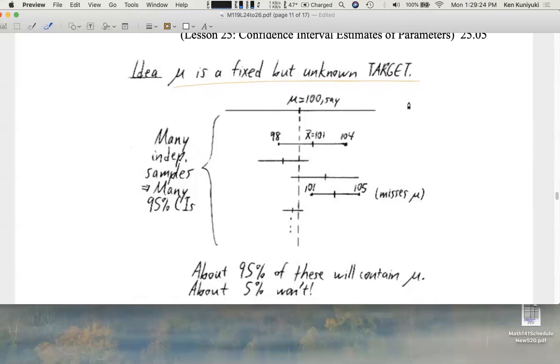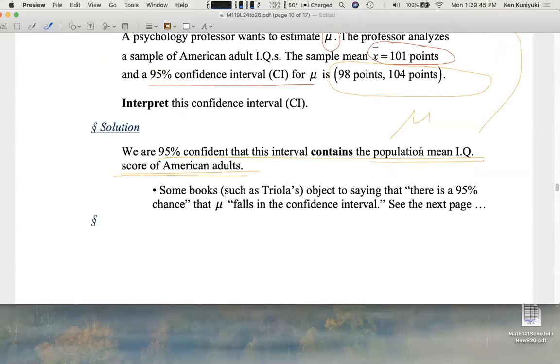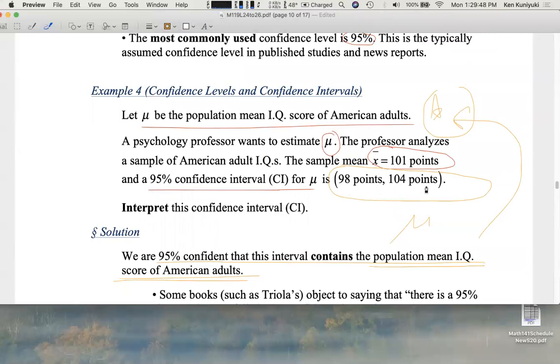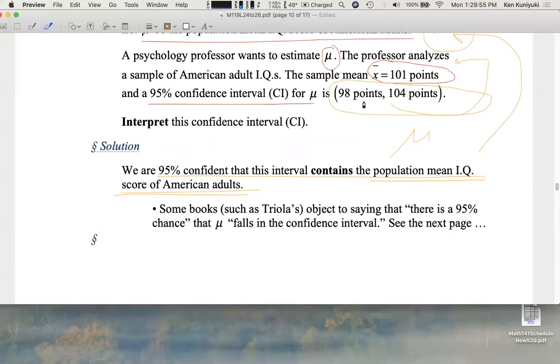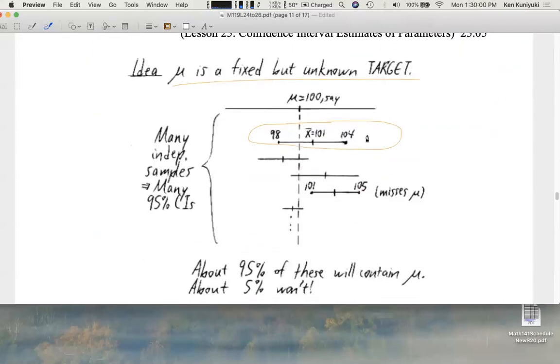Then mu isn't really falling anywhere. So if you consider the variety of confidence intervals that you might construct, let's say that you have different psychology professors who take different samples. Maybe you get this confidence interval from 98 points to 104 points. Notice that the sample mean lies in the middle, 101 points. In fact, that was stated in the previous example. This was the confidence interval, and the sample mean, of course, is right in the middle because we have symmetry about the sample mean for the confidence interval for mu. So this was our psychology professor's interval.